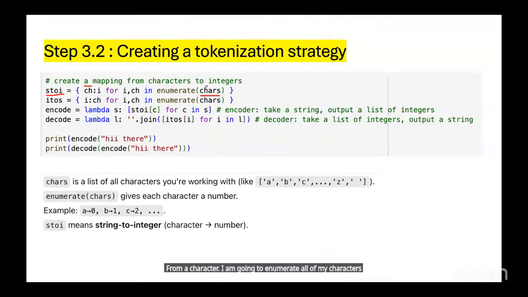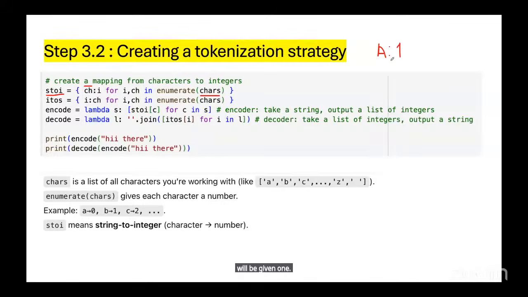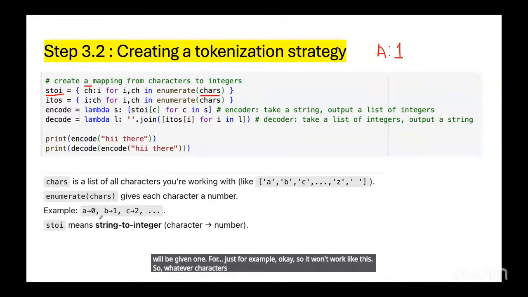So basically what I am doing is enumerating all my characters and creating a mapping from character to integer. So it will look like this. A will be given 1, just for example. Okay, so it won't work exactly like this. Whatever characters you have, for example, A will be given 0, B will be given 1, C will be given 2. So string to integer is enumerating characters into integers.